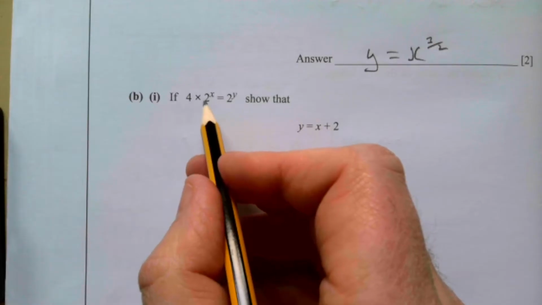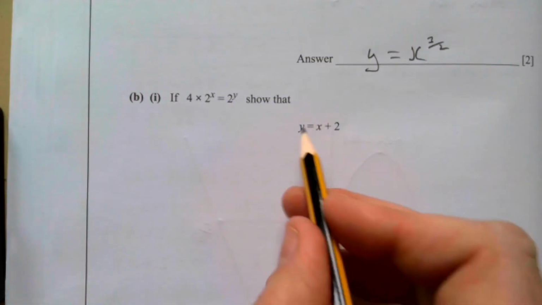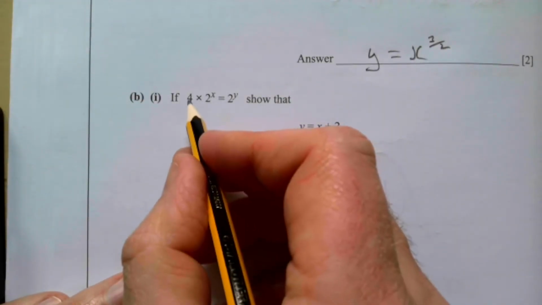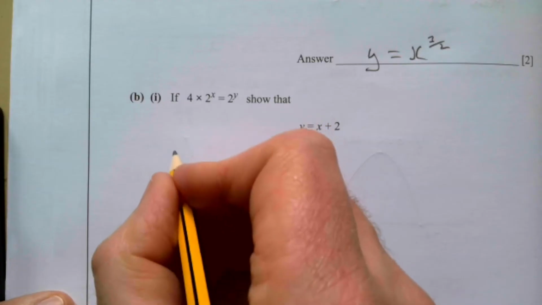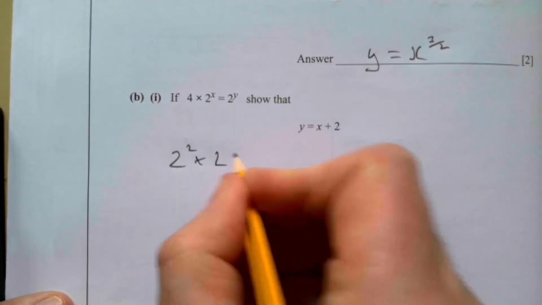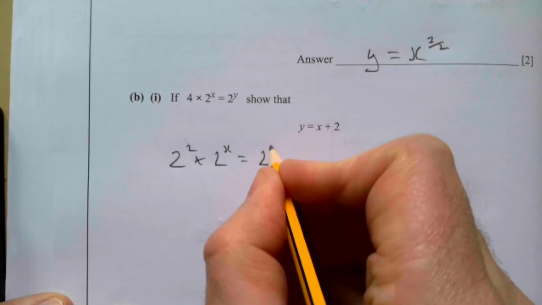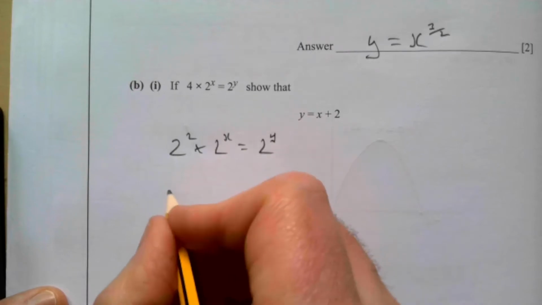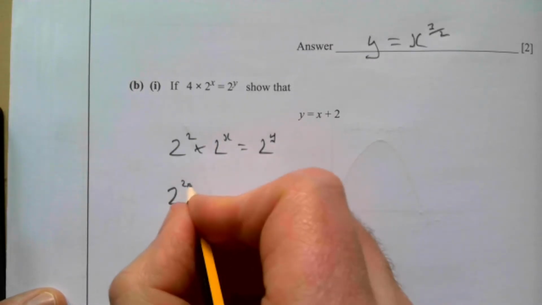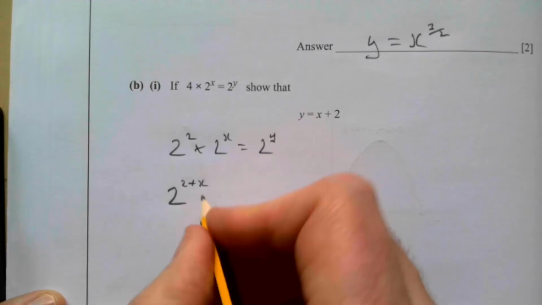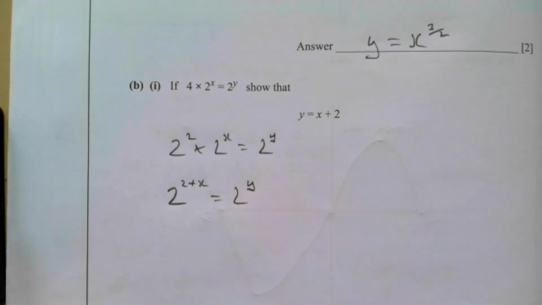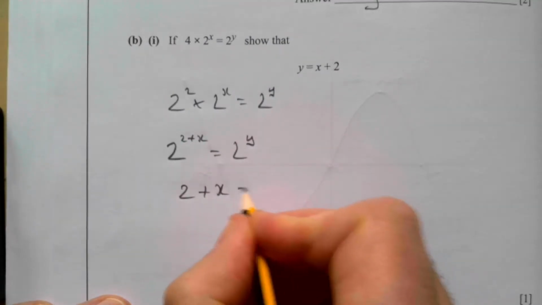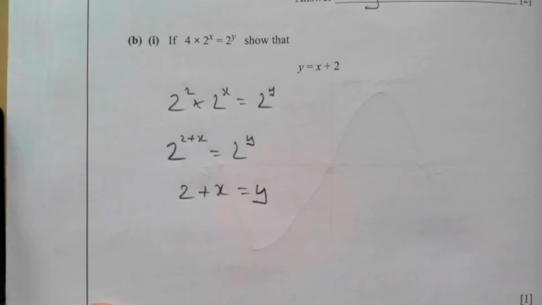If 4 times 2 to the power of x equals 2 to the power of y, show that y equals x plus 2. We want to change everything here into powers of 2. So that left hand side is going to become 2 squared times 2 to the power of x equals 2 to the power of y. Using our rules of indices, that's the same as 2 to the power of 2 plus x, because you add the powers, equals 2 to the power of y. And then that gives me 2 plus x equals y.